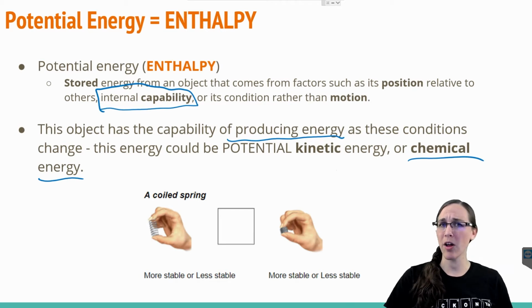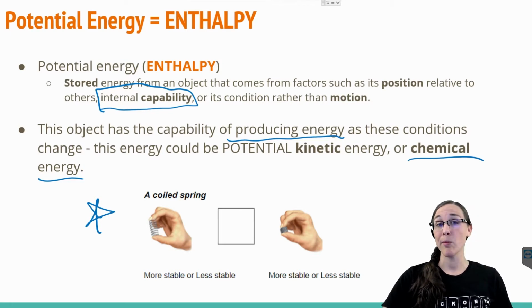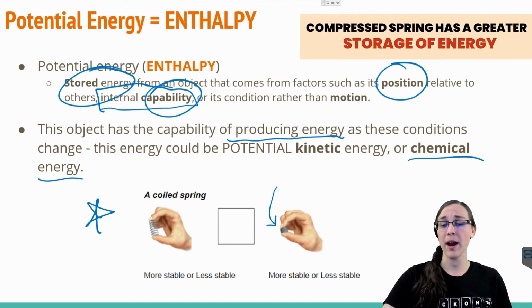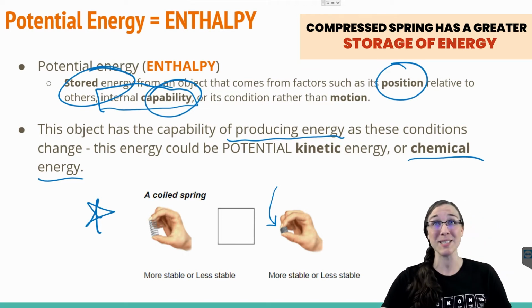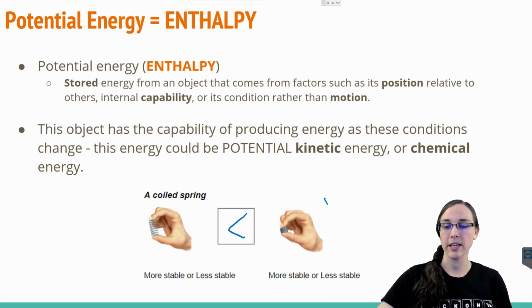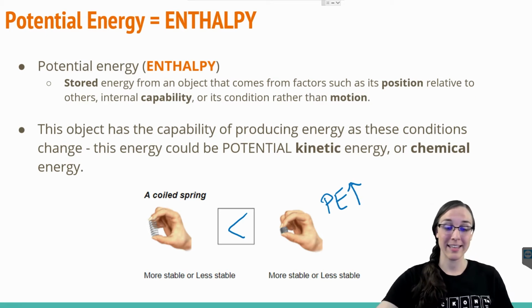So let's make sure that we're all on the same page here in terms of which one has greater or less potential energy. If we were to look at this coiled spring example down here, and we want to figure out which one has more potential energy, we would say, well, which one has the greater ability based off of its position or internal capability for stored energy? Hopefully you see that the one that's compressed has greater storage of energy, because if you were to release it, it would spring off into space.